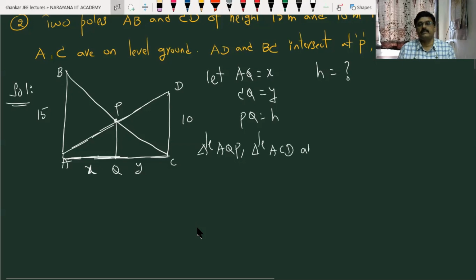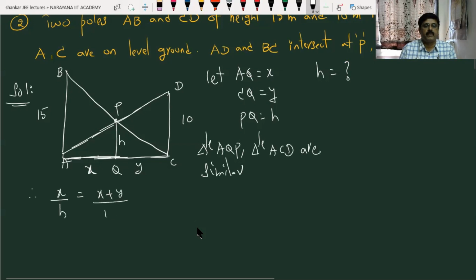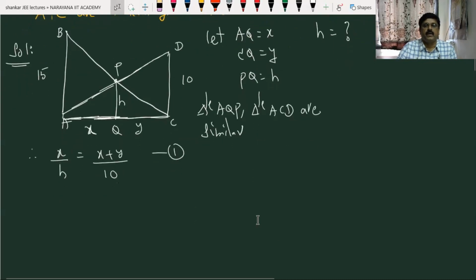are similar triangles. So what I am going to do is, this is H I have taken. Therefore, I am going to take x by h. I am taking proportionality of the sides. You already know that. In case of similar triangles, it is nothing but x plus y upon 10. This is result number 1, students.